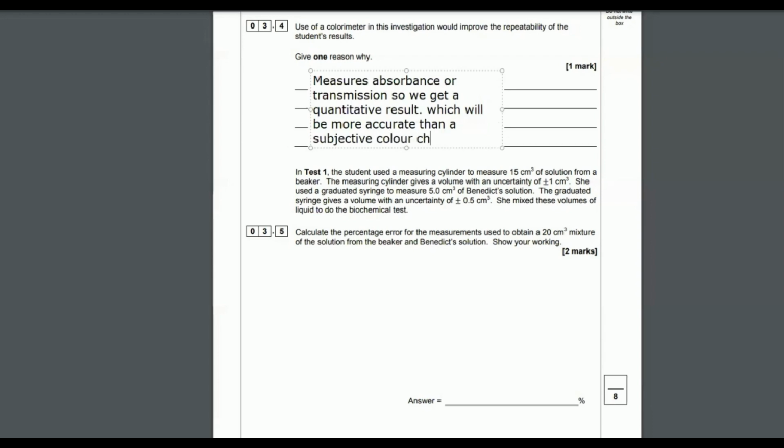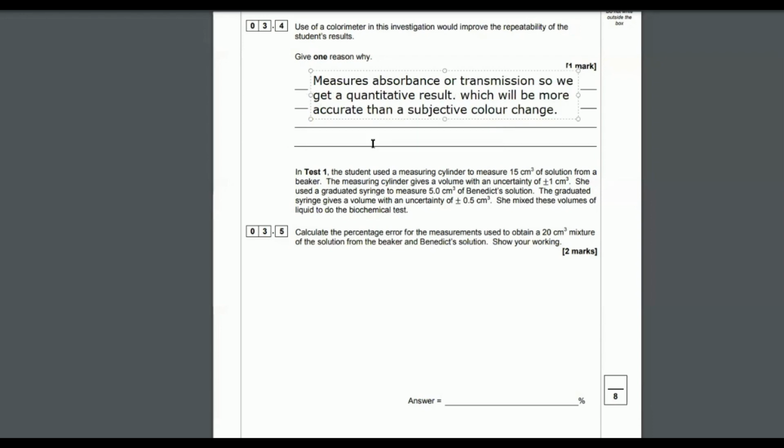Whereas otherwise you're using a subjective decision when saying, is this red darker than that red? That's down to people's eyesight and down to people's opinion. We call that a subjective result or evaluation. We don't really want that. So you get a quantitative result with a colorimeter.